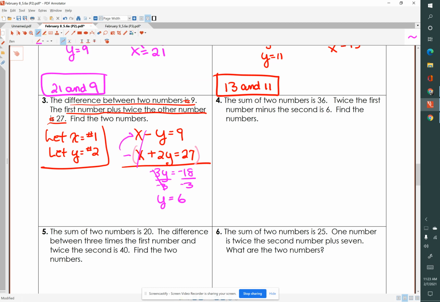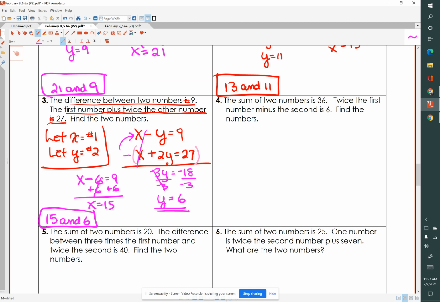Now we go back to the first equation, just because it's simpler. X minus 6, because we've solved for Y here, is 9, we are told. So add 6 to both sides, and X equals 15. So what are the two numbers? 15 and 6. How did you do?